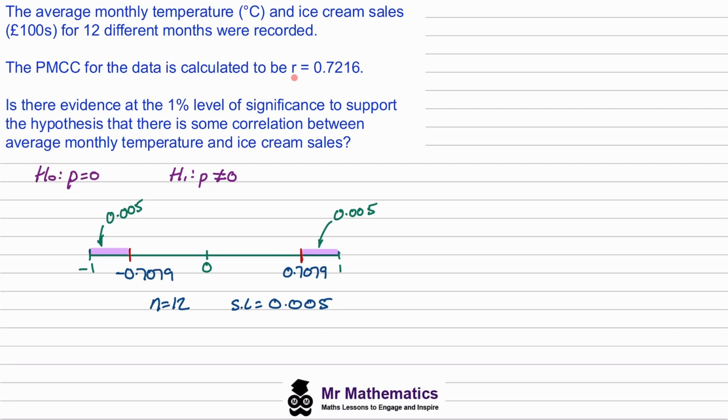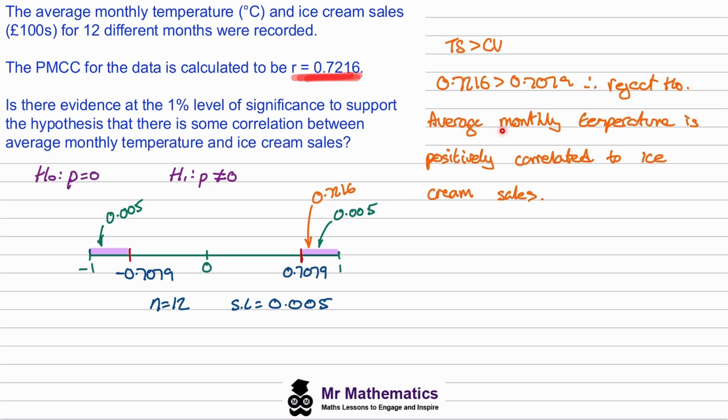And you can see we've got the PMCC value of 0.7216, which will place us around here. So we're inside the critical region. So we'll say the test statistic is greater than the critical value, therefore we reject H0. The average monthly temperature is positively correlated to the ice cream sales.